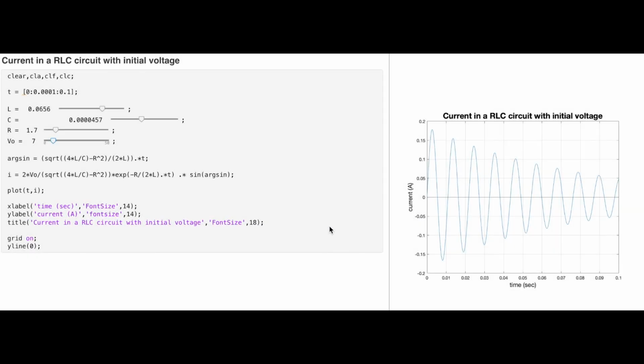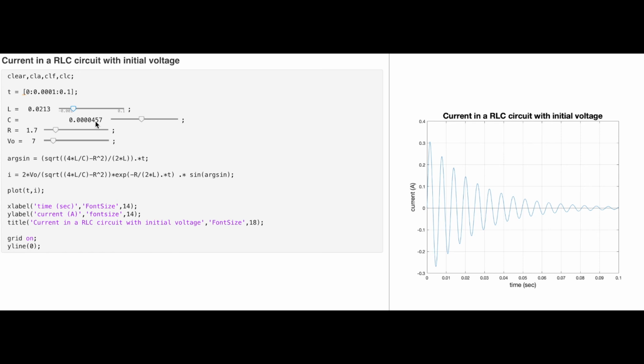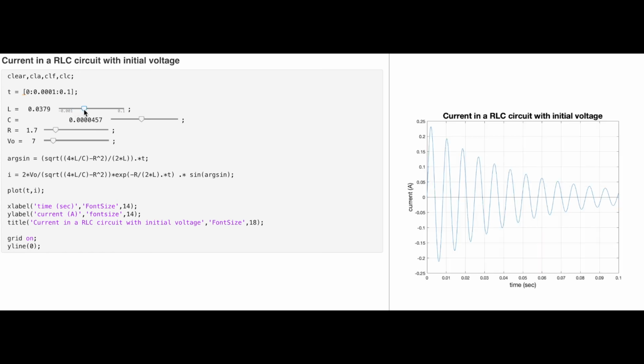That equation was just typed into MATLAB over here with the sine argument as arg sine, just to make things a bit easier for the coding. And then the current was plotted as a function of time. And we've got some variable adjustments for the inductance, capacitance, resistor, and the initial voltage here. So if we adjust the inductance, make it a lot smaller, we can see the effect this is going to have on the response. And I'll just make that larger again so you can see what the difference is as we start to increase the inductance.